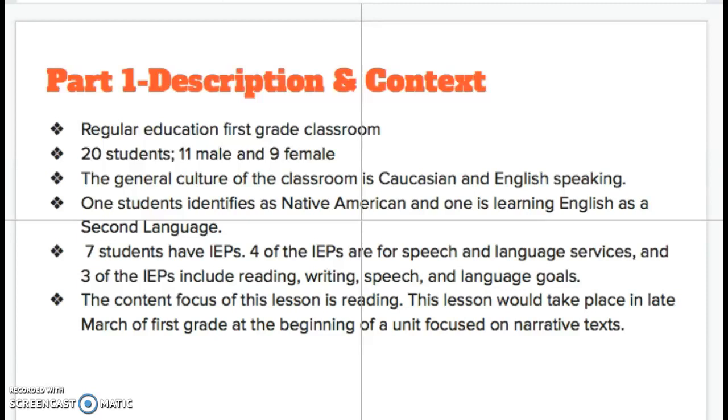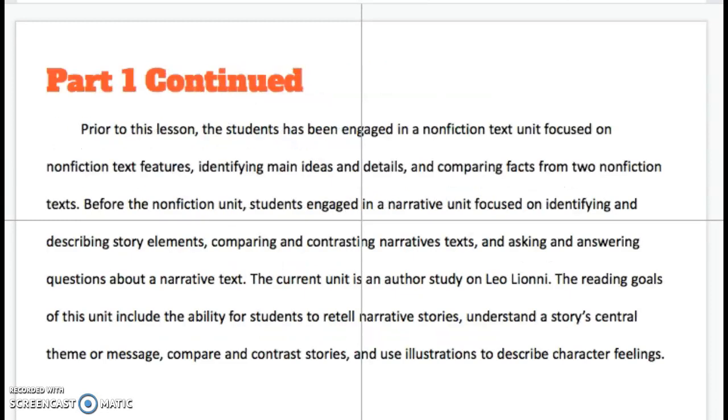7 of the students in the classroom have IEPs. Of those students, 4 are for speech and language services only, and the other 3 students receive services including reading, writing, speech, and language. The content focus of this lesson will be reading, and this lesson would typically take place in late March at the very beginning of a unit that is focused on narrative text.